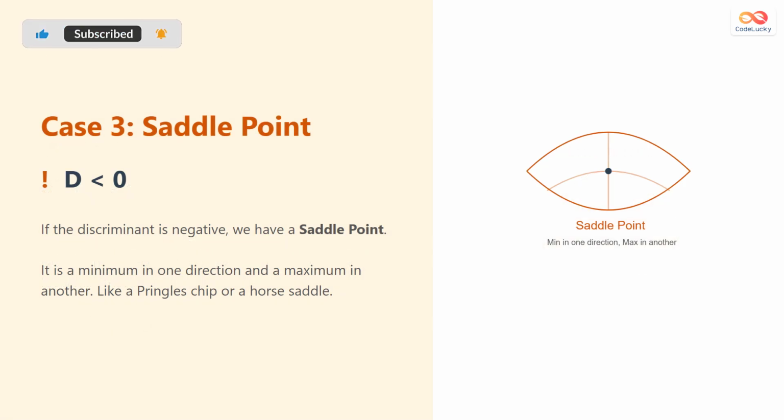Case 3 is the saddle point. This occurs simply if the discriminant D is negative. In this situation, the function goes up in one direction, but down in another. It looks exactly like a horse saddle or a potato chip. We don't need to check f_xx in this case.